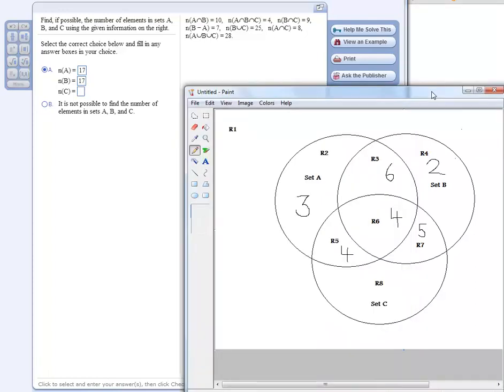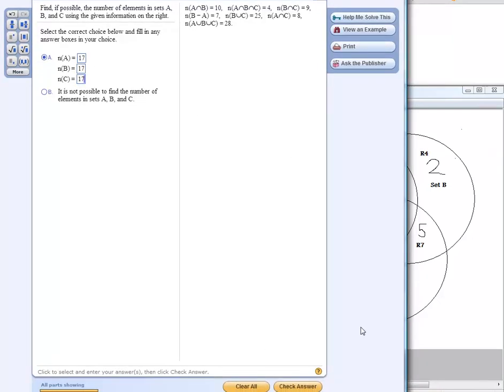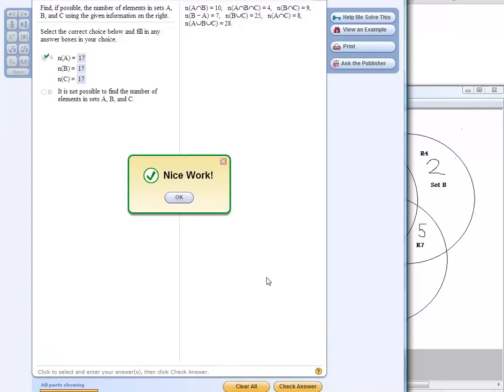All right, let's bring this back. I went ahead and figured out the value in R8, and when we add all these together, we're going to get 17 one more time. And the answer is certainly it is possible to find the numbers. So it's not answer B, but we have answer A here, and we have these three 17s. I'm going to move this up a little bit so we can check the answer. Yay! See, we did really good.